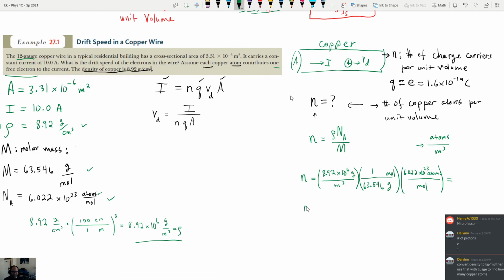And so if you calculate all of this, you end up getting something times 10 to the 28 atoms per meter cubed, right? 8.45.